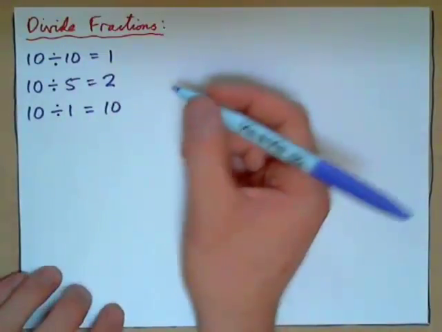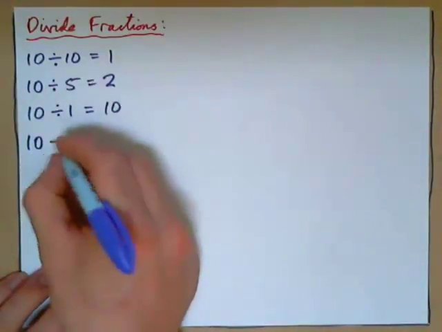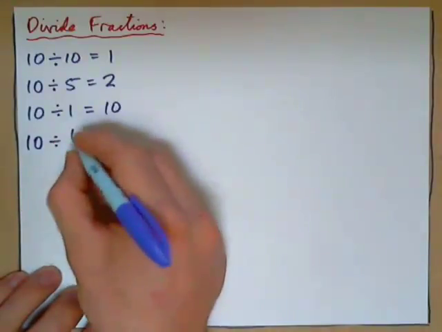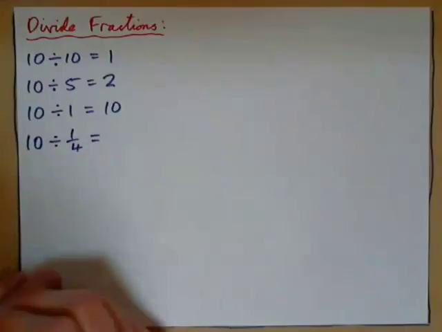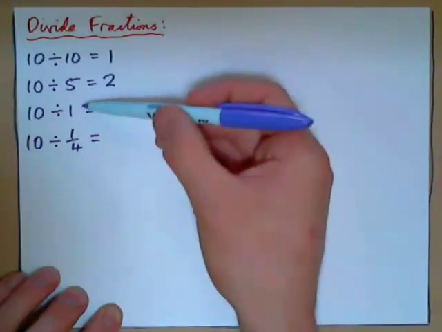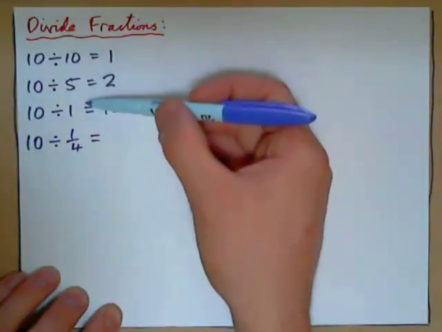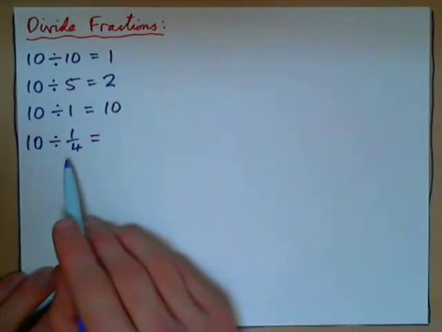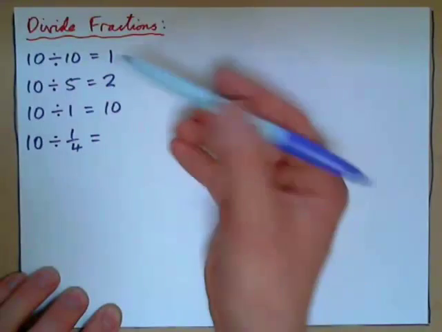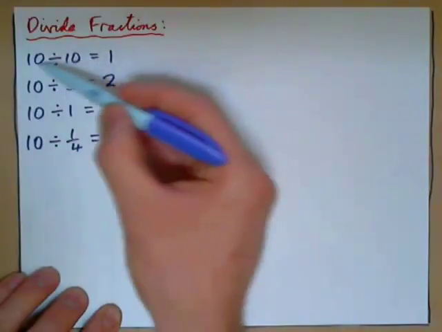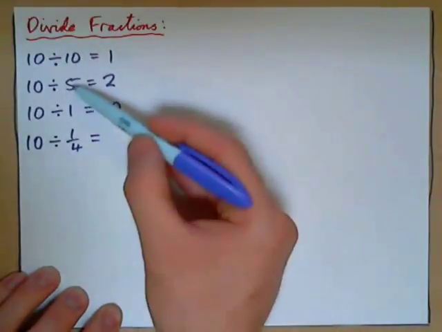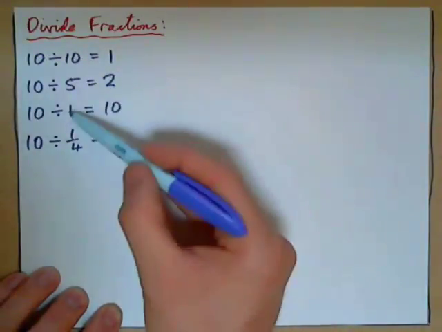Easy. Okay. Well, how about this? 10 divided by 1/4. Write the answer down now. It's exactly the same as these ones. We need to understand something about division. Again, what division means is, how many 10s are contained in 10? There's one 10 in 10. How many 5s are in 10? There's 2. How many 1s are in 10?